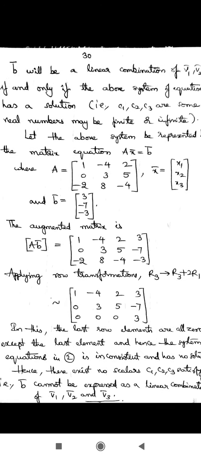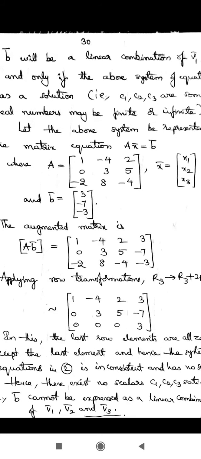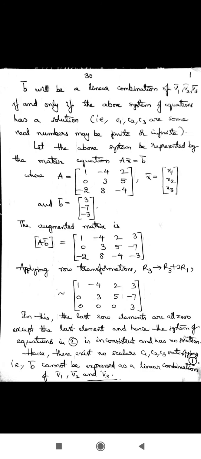And here I am mentioning, for your knowledge's sake, one point: C1, C2, C3, as I said earlier, are real numbers first of all, but they may have a finite number of values or sometimes an infinite number of values. Let us see what will happen.